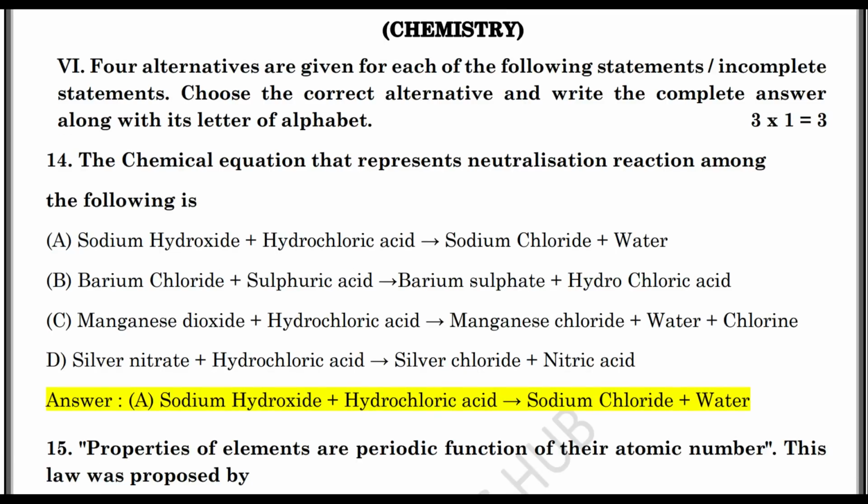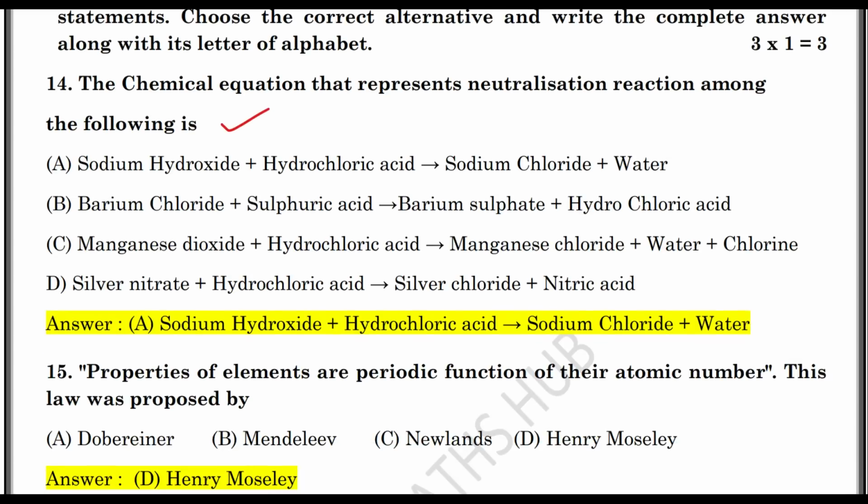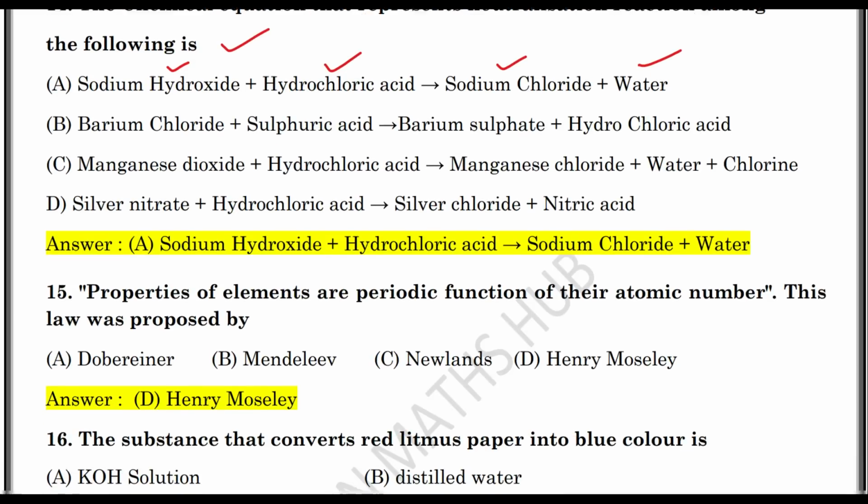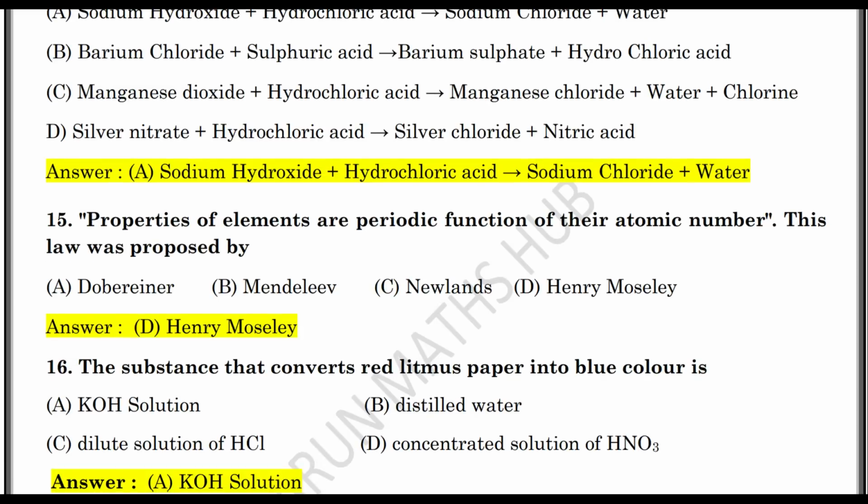MCQs. The chemical equation that represents the neutralization reaction among the following is acid plus base. So acid plus base should give what? Salt and water. This is base, this is acid, to give salt and water. Therefore the correct answer is option A. Sodium hydroxide plus hydrochloric acid gives sodium chloride and water.